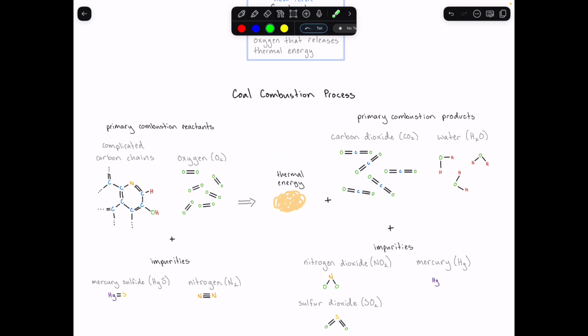But because coal is not a pure fuel, it has many impurities, such as mercury sulfide, and various other elements present in these complex carbon chains. And the air in the combustion reaction is not just pure oxygen, it also contains nitrogen. So what happens during the combustion reaction? There are actually other chemical reactions happening simultaneously with the impurities, and these lead to things such as nitrogen dioxide, sulfur dioxide, and mercury as well.